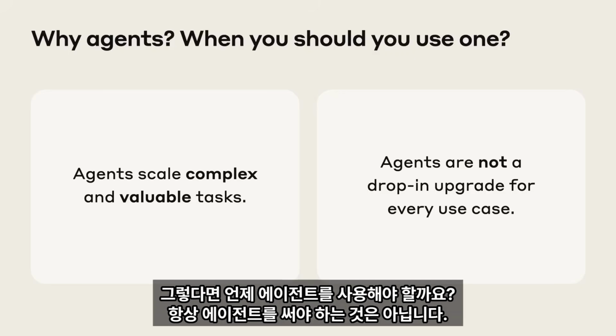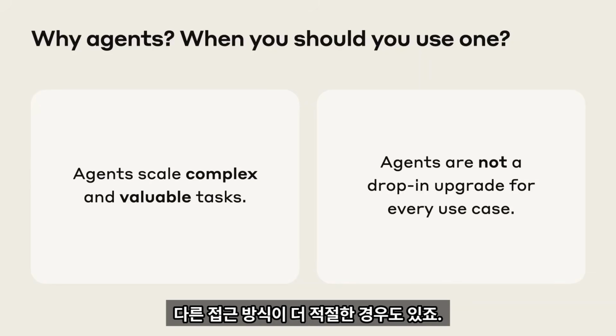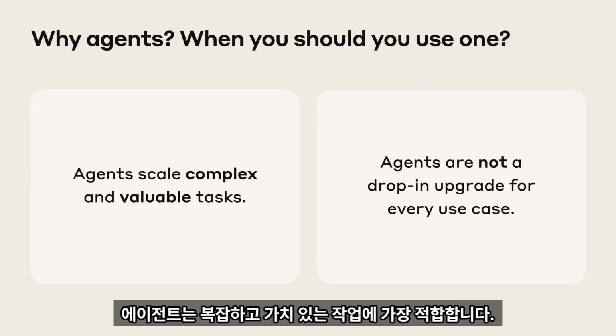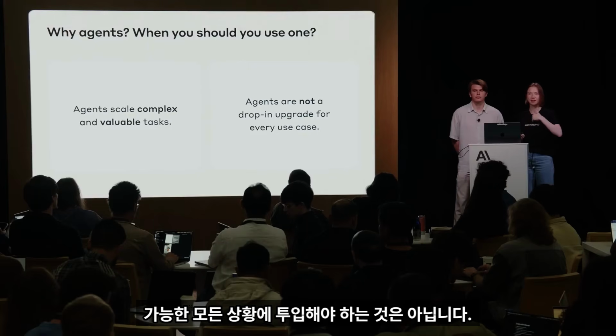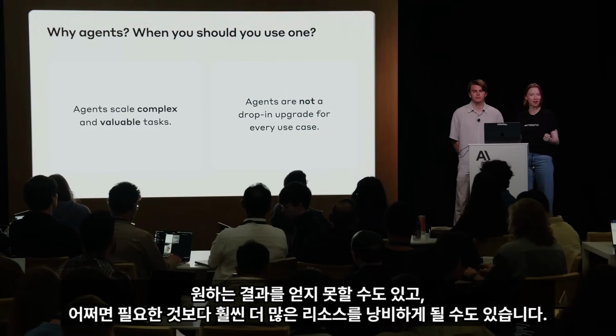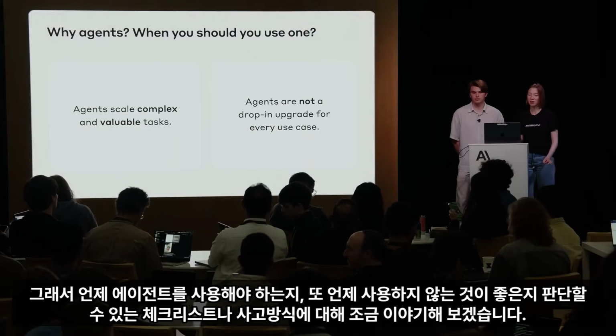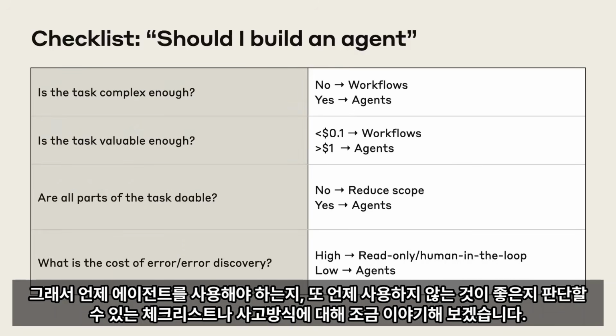You do not always need to use an agent. In fact, there are many scenarios in which you won't actually want to use an agent. There are other approaches that would be more appropriate. Agents are really best for complex and valuable tasks. It's not something you should deploy in every possible scenario. You will not get the results that you want, and you'll spend a lot more resources than you maybe need to. So we'll talk a little bit about a checklist, or ways of thinking about when you should be using an agent and when maybe you don't want to be using an agent.